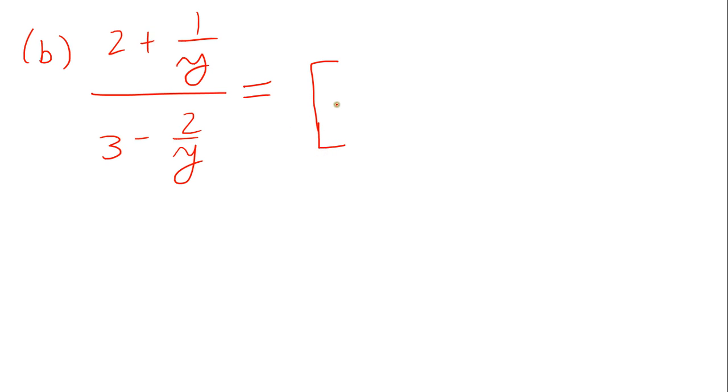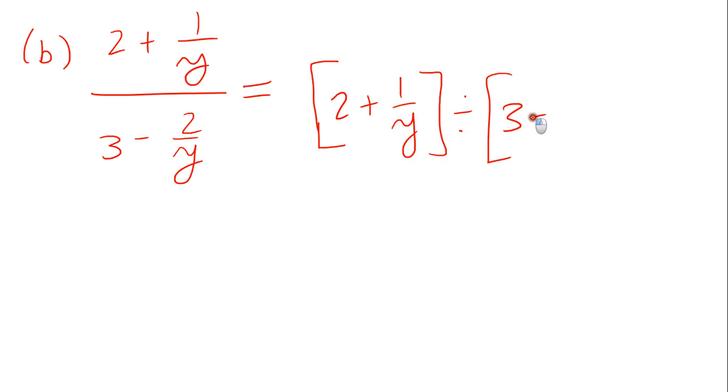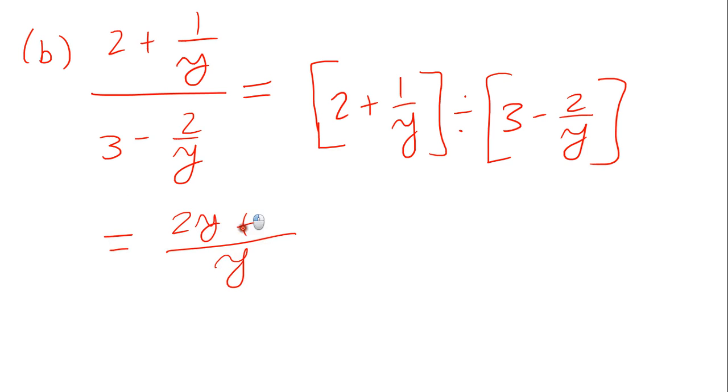So basically we have 2 plus 1 over y divided by 3 minus 2 over y. Alright, that's what that means. These are equivalent statements. I don't have a fraction divided by a fraction yet. I have a sum divided by another sum. So I need to write this as a single fraction and write this as a single fraction. So basically what I have is 2y over y plus 1.